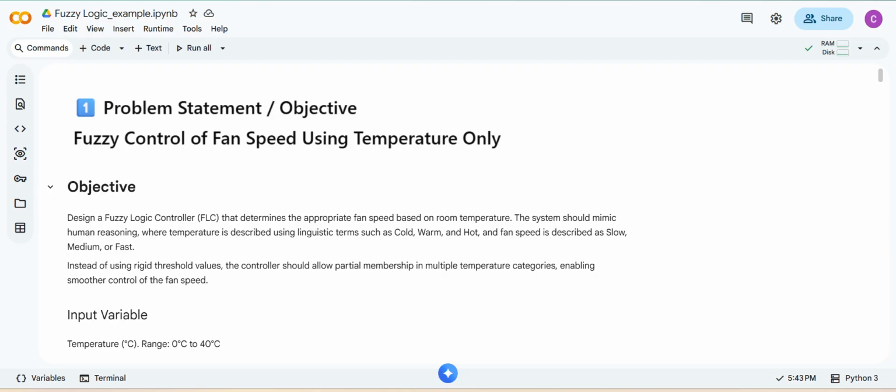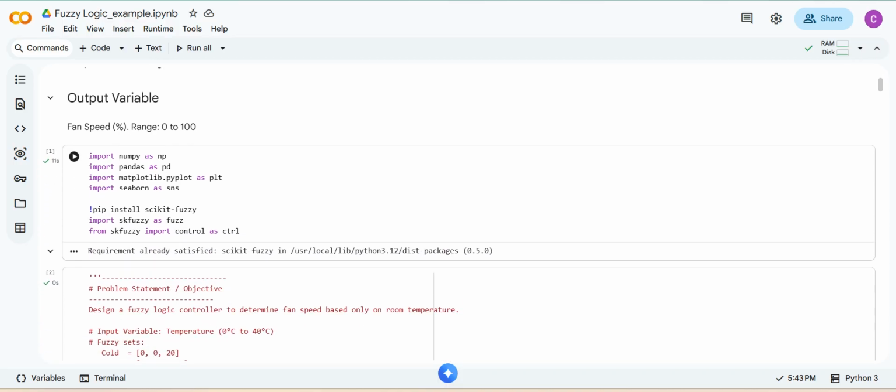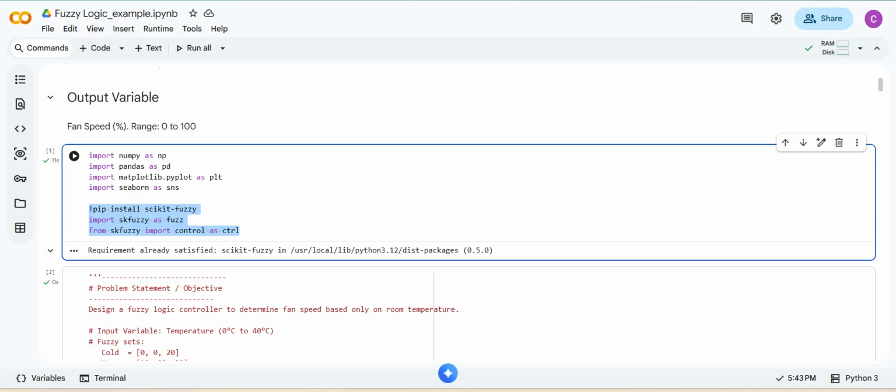of the fan speed. So the input variable is temperature, and its range is from 0 degrees Celsius to 40 degrees Celsius. The output variable is fan speed, ranging from 0 to 100, that is, a percentage of maximum speed. Now this is the standard library list. The main thing to note is that for fuzzy logic to be executed in Python, we need to install and import scikit-fuzzy. We discussed this in the session in the morning, right?